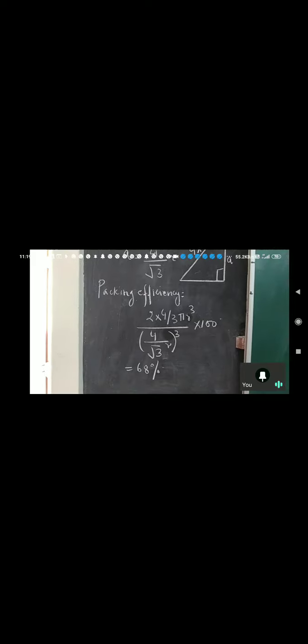Now you compare all the three. Simple cube had 52.4%, BCC had 68%, and FCC has 74%. It is understood just by the value of Z. For BCC the value of Z is 2, simple cube is 1, and Z is 4 for FCC. So obviously, the number of atoms per unit cell is more, so the space occupied by FCC is also going to be more, right?